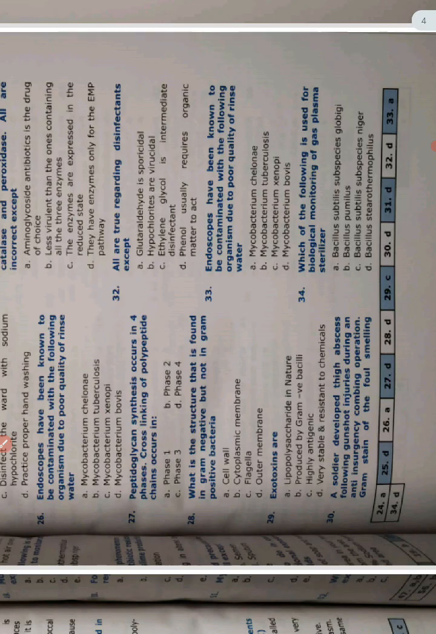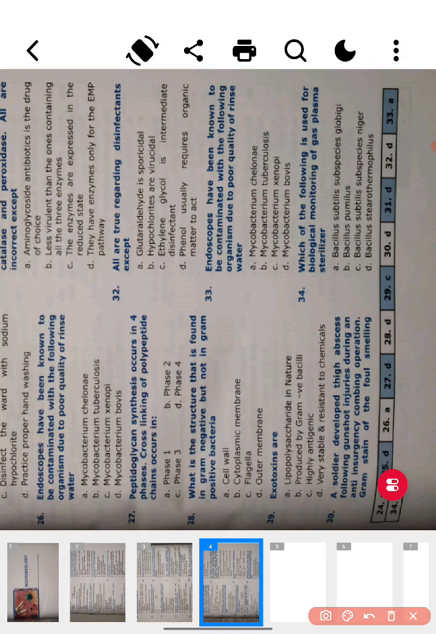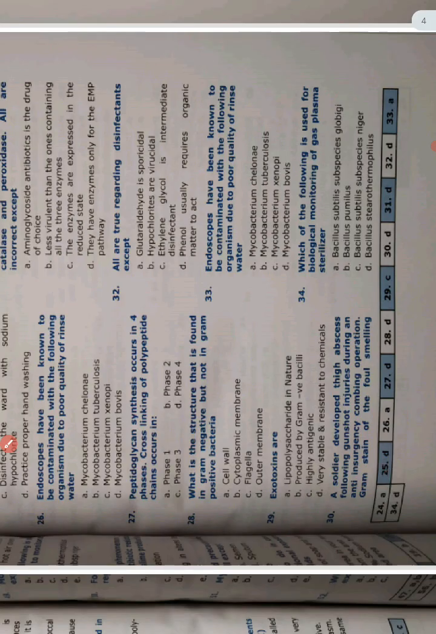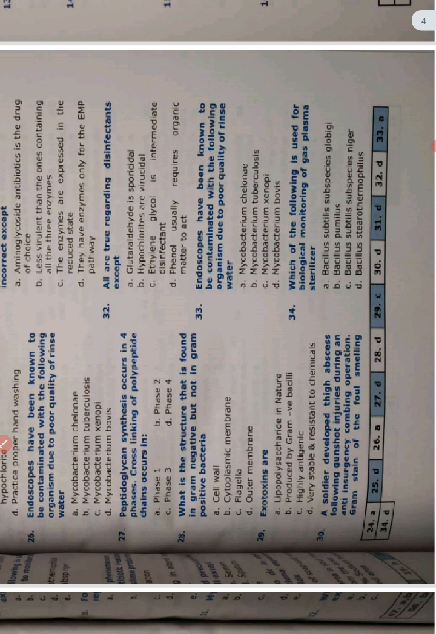Last phase, in last phase you will get the cross-linking. Cross-linking of NAG and NAM.